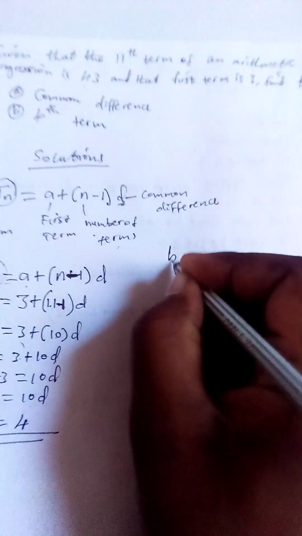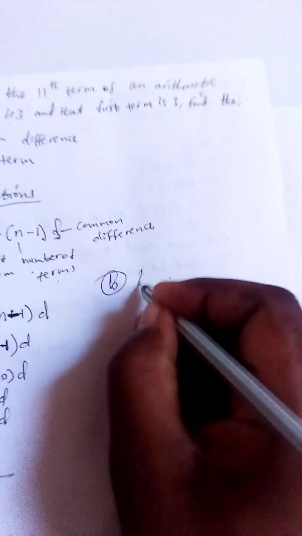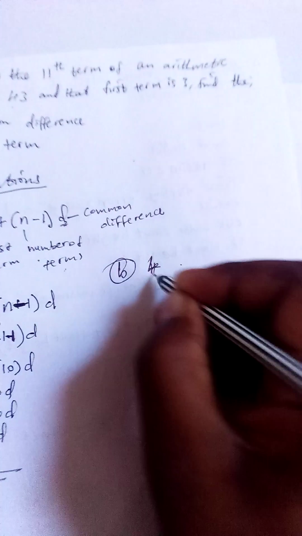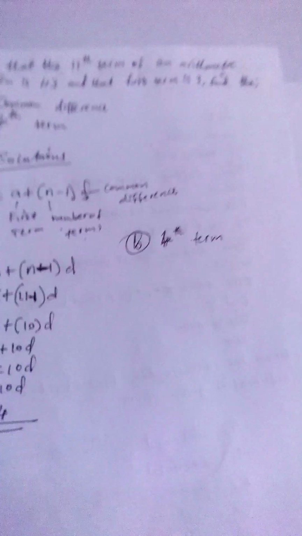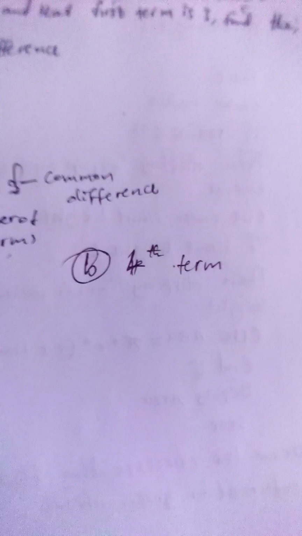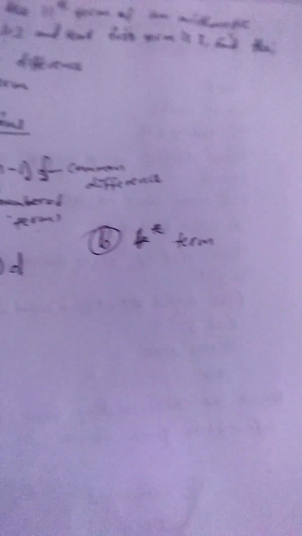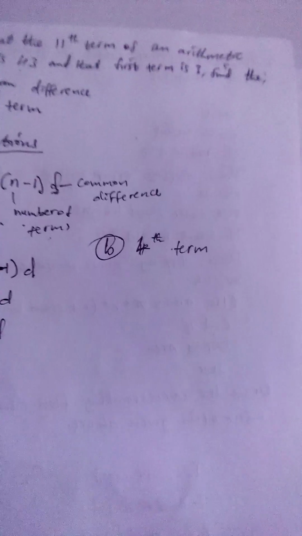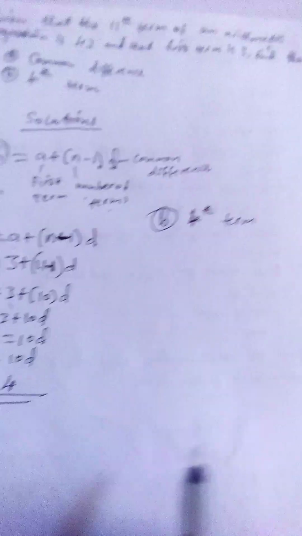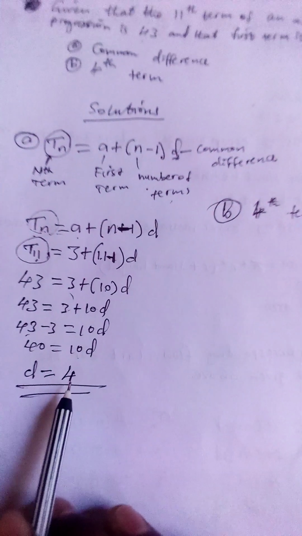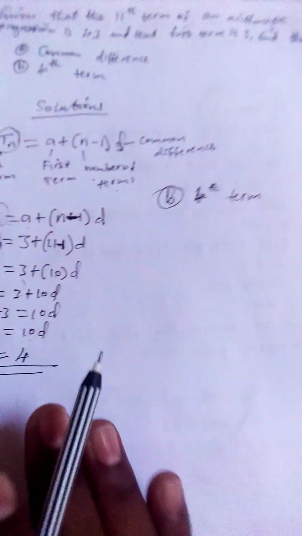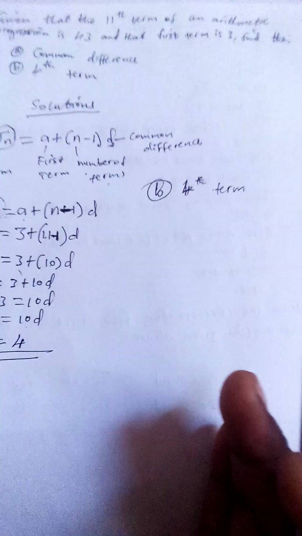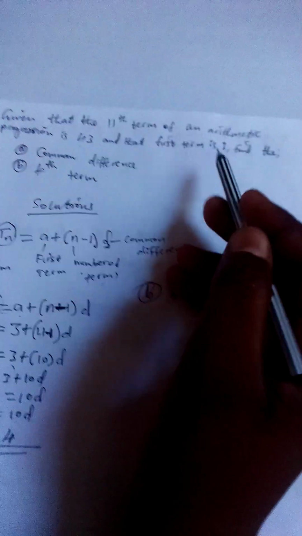Then for B, how do we find our fourth term? Now, to find our fourth term, we can find it in two ways. The first way may be a little bit challenging. You can say, since we know that the common difference is 4, we know that after one number we should be adding 4 to get the next number. So in the question we have been told that our first term is 3.